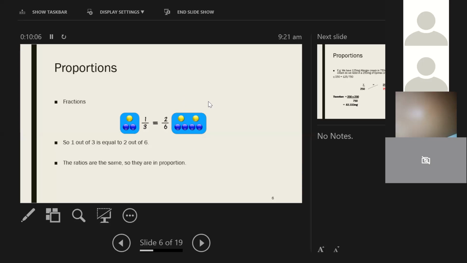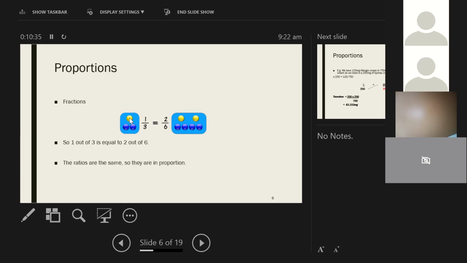When you look at the balls, here you've got 1 yellow ball at the top, okay? Where it says 1 over 3, you've got 1 yellow ball and then 2 blue balls. In the next picture, you've got 2 yellow balls and 4 blue balls. What has happened there? You doubled, right?